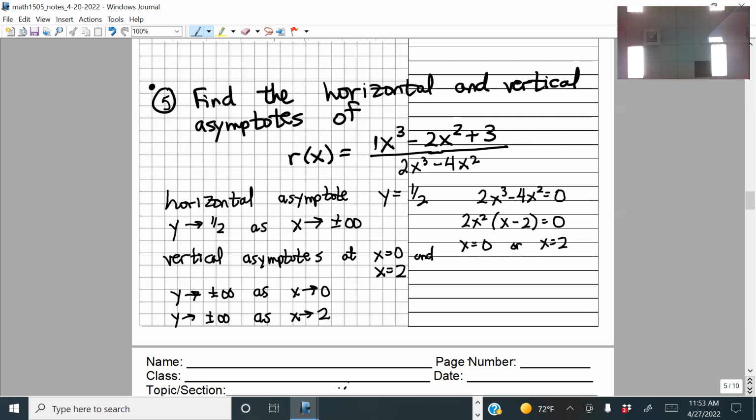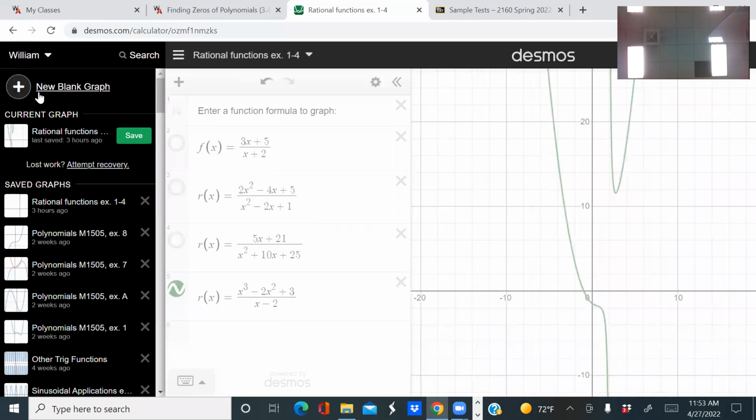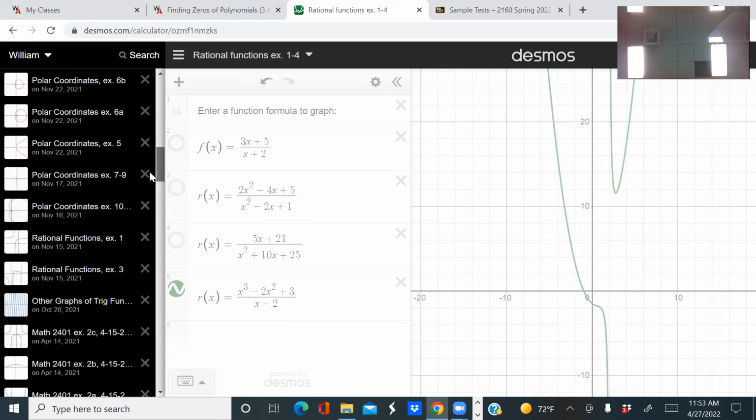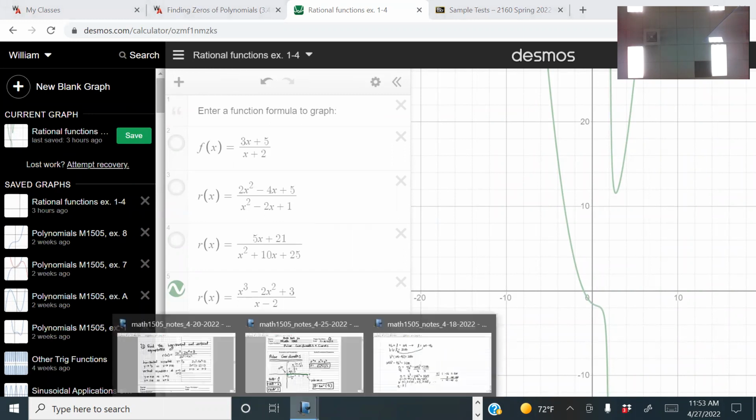I don't think I have a graph of this one, so I think we can verify this one. Oh, darn it. Okay. Well, so we'll just have to trust our analytical skills, right? To know that we have the right asymptotes.